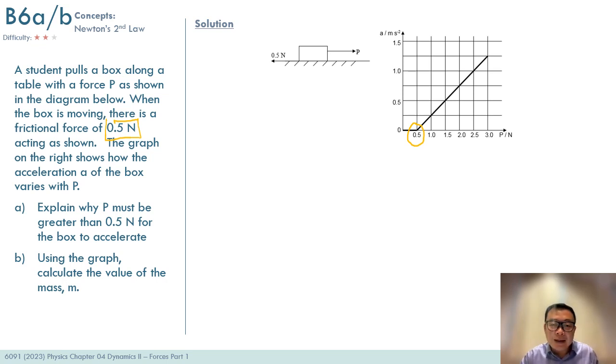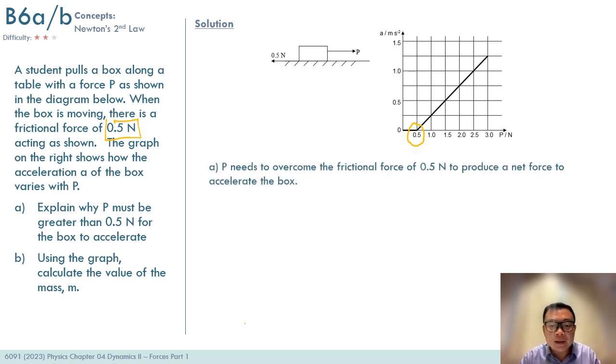Therefore, for part A, the forward pulling force needs to be more than 0.5 newtons to overcome the frictional force. Then there can be a net force that makes the box accelerate, or to speed up from rest.